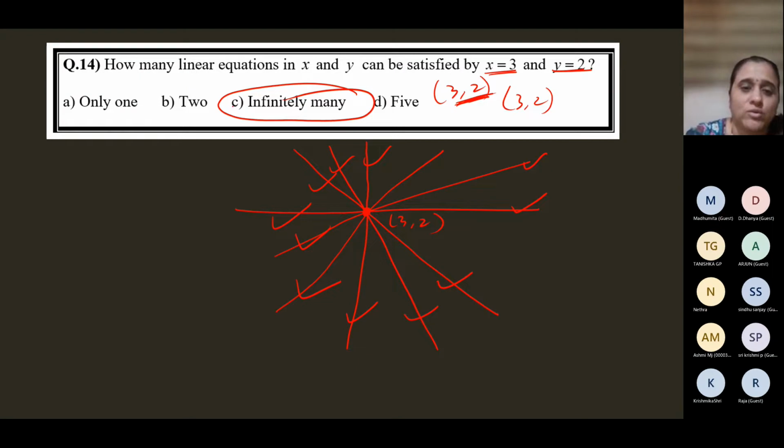So that point (3, 2) will satisfy this equation, this equation, this equation, this equation, this one, this one, this one, because it lies on all the lines. How do we know it's satisfied? Because that point (3, 2) lies on all these lines. There are infinitely many lines, and this point lies on all the lines. If it lies on all the lines, it will satisfy all the lines. Okay, I hope it's understood.